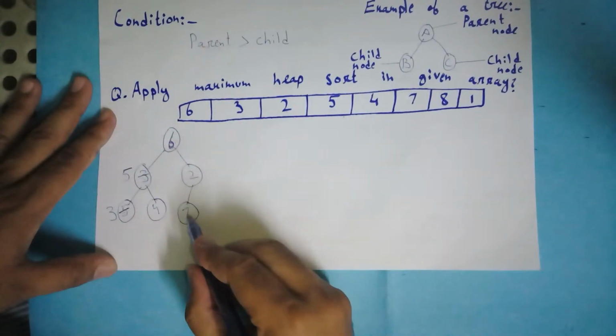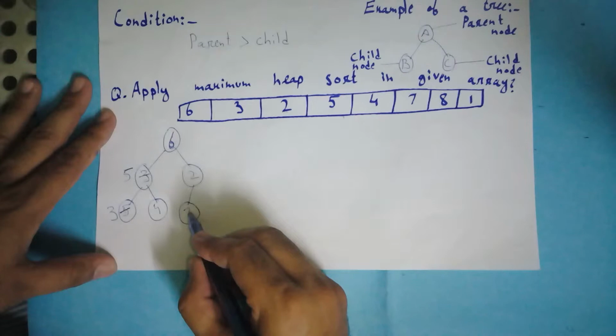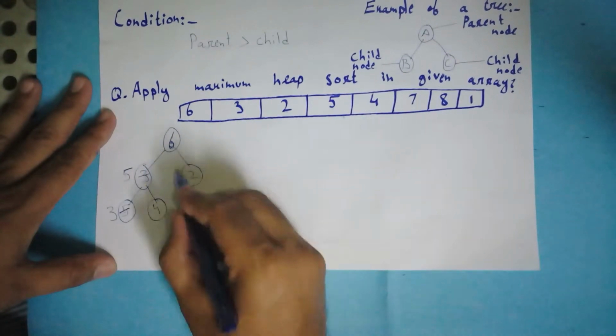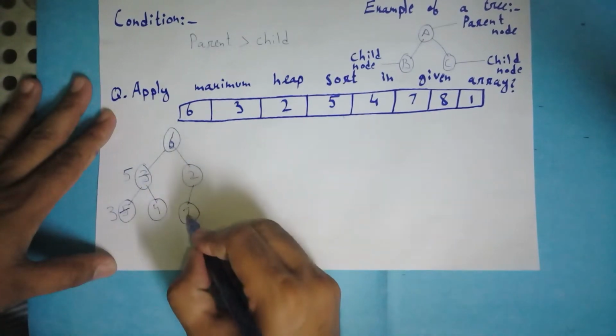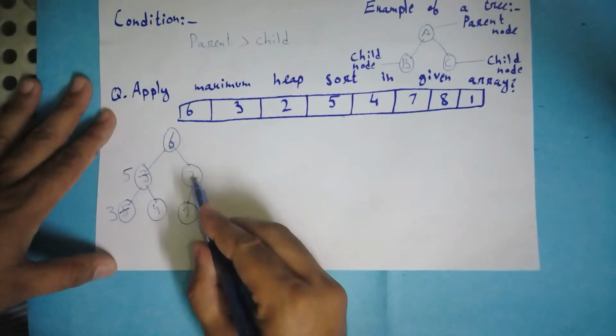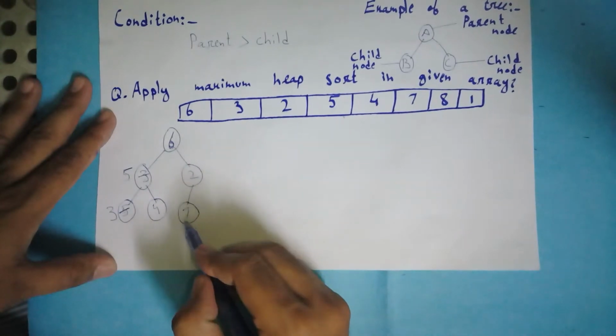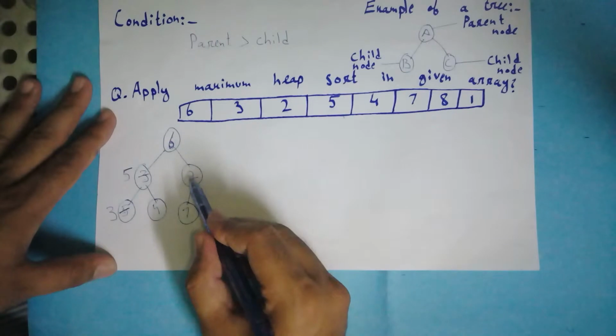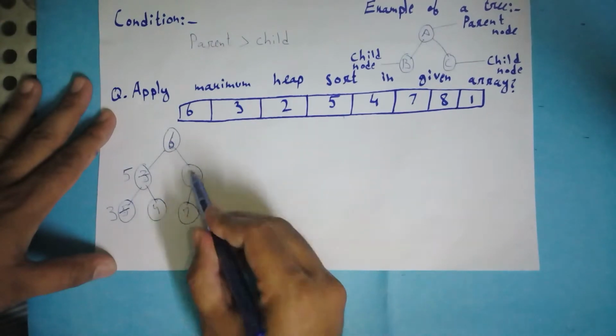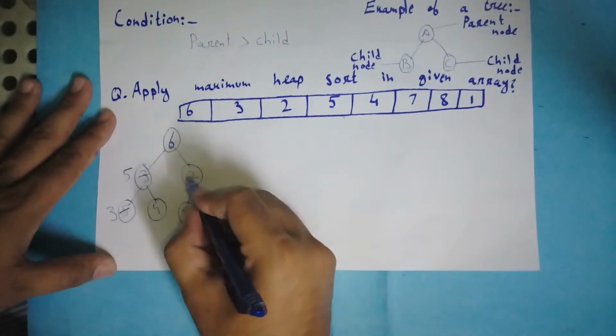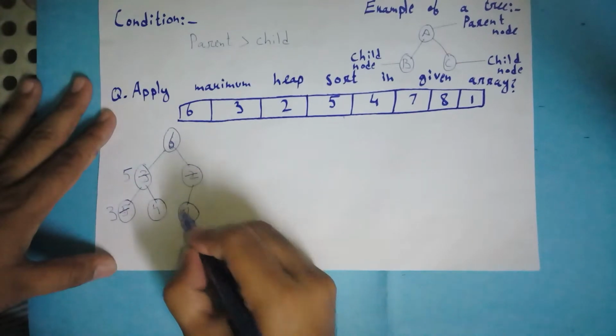Now I check the condition. Now this one is a child node of this node. That node is a parent node of this node. So now the parent node is less than 7, meaning 2 is less than 7. So in that situation I'll swap the value.